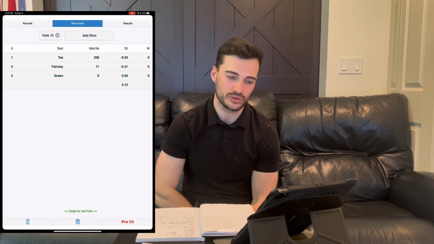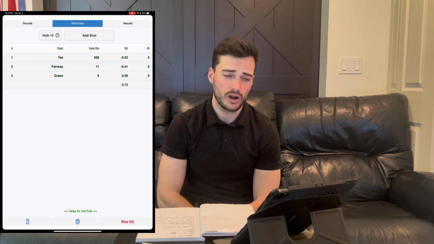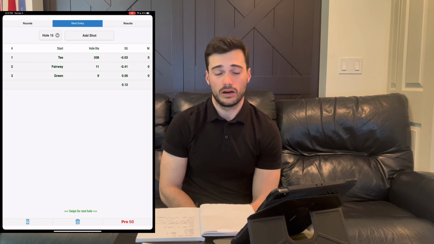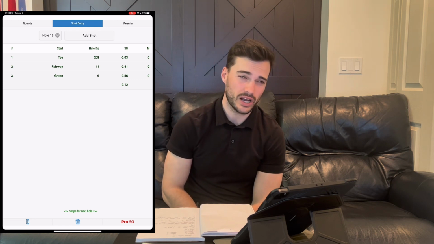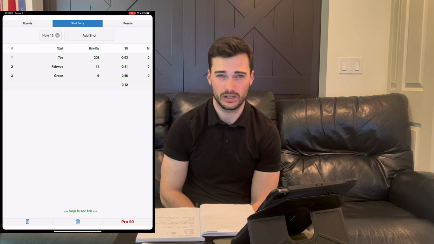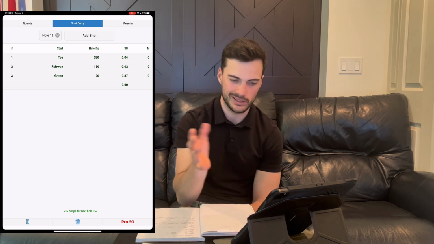Like, that was just a terrible chip from 11 yards in the middle of the fairway. This hole was 208 yards. Oh, water everywhere. I hit a 2-iron. One guy hit a 3-wood, and one guy hit a hybrid. Nobody got to the green. This was playing like 240. Unreal. So honestly, a par was great.